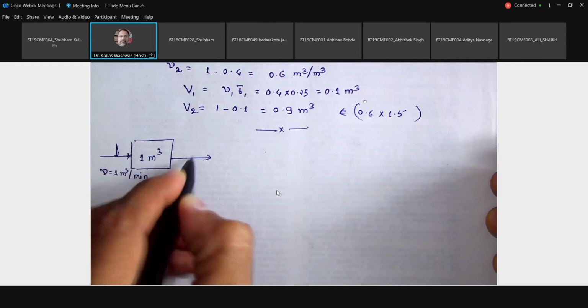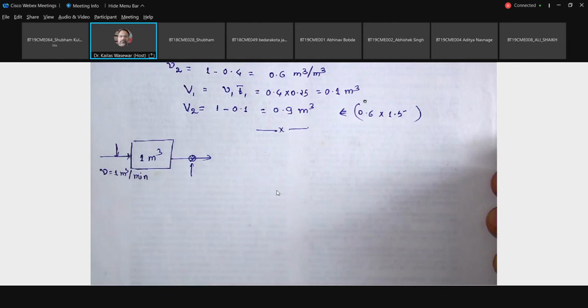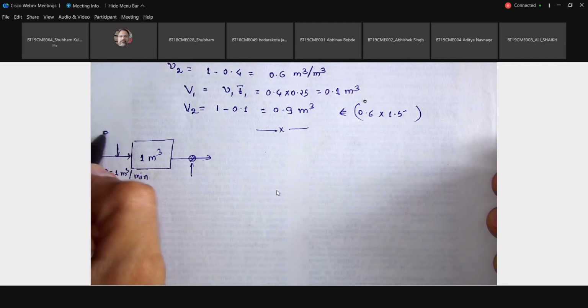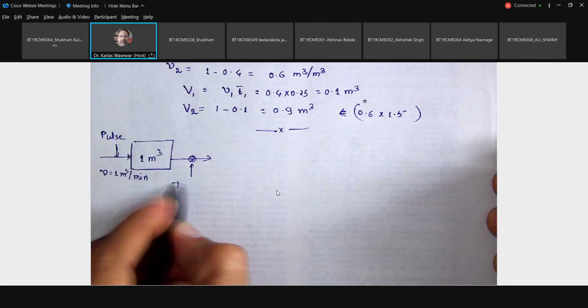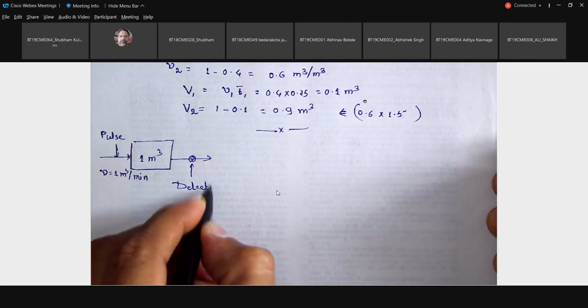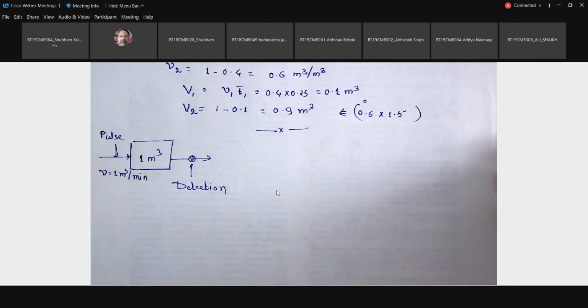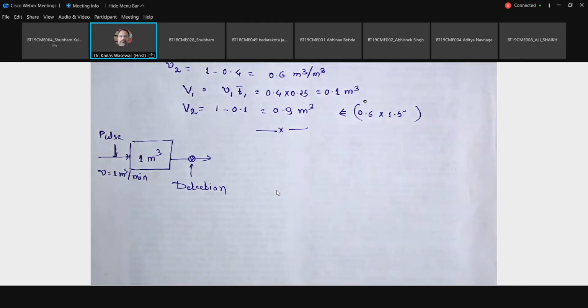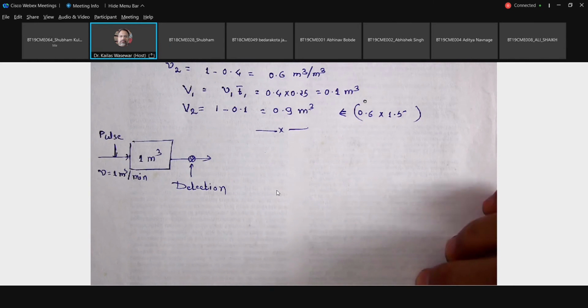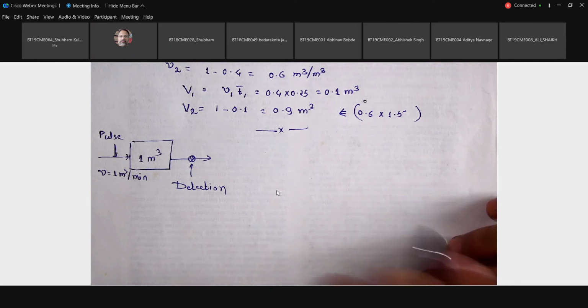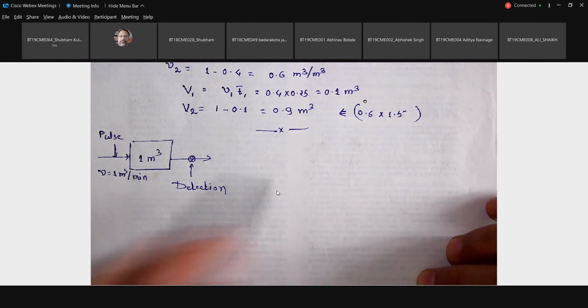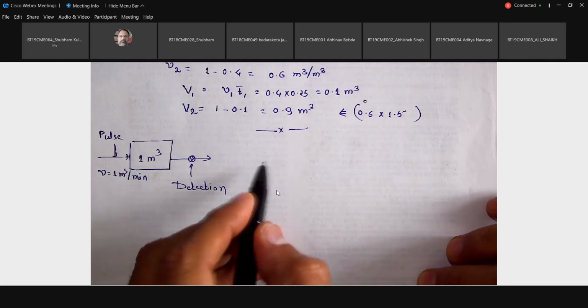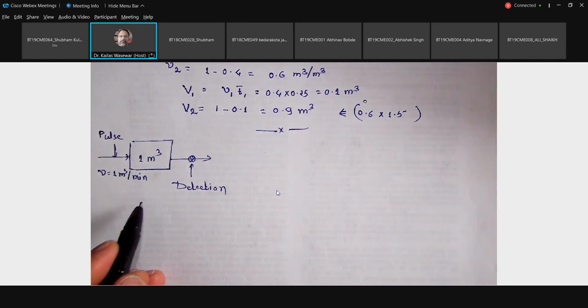So here is the detection. So this is the pulse. This is the detection. Now in this case, we are getting some different type of residence time distribution.